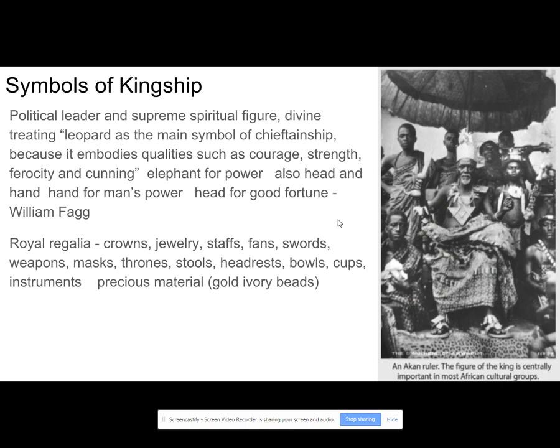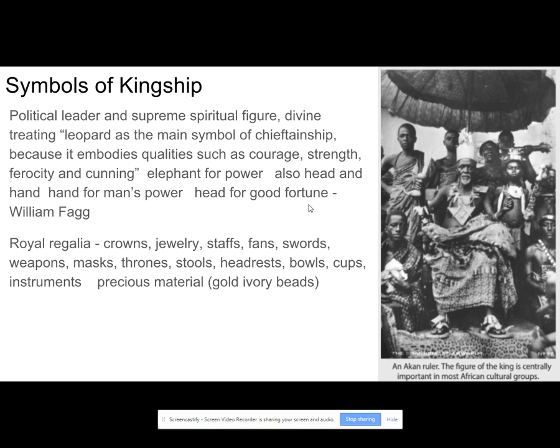Symbols of kingship. The political leader was also the supreme spiritual figure and divine. They often had leopard as the main symbol of chieftainship because it embodies qualities such as courage, strength, ferocity, and cunning. Elephant would represent power, also head and hand. Hand was for man's power, head was for good fortune, and this is according to William Fagg.